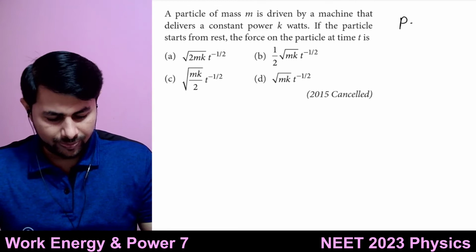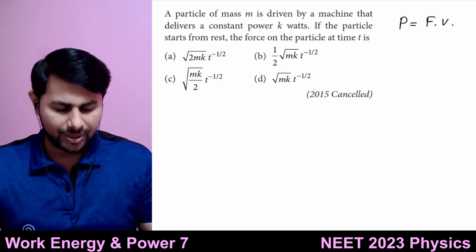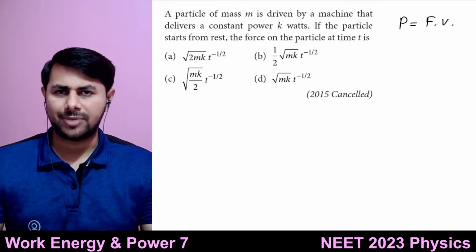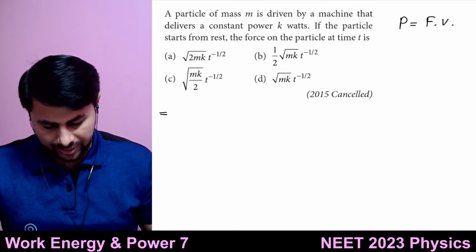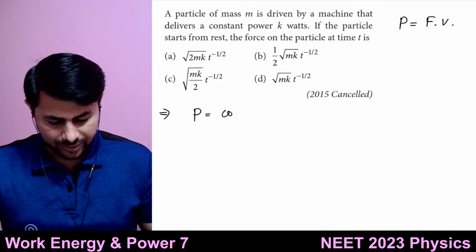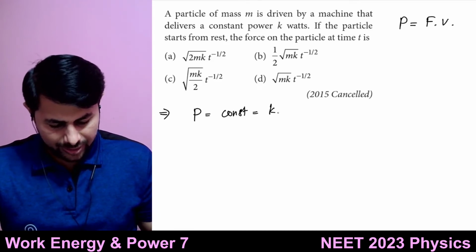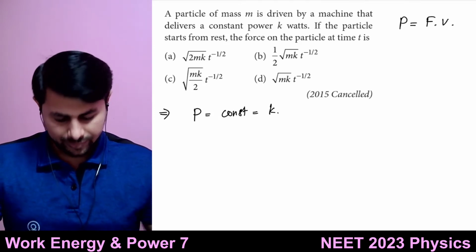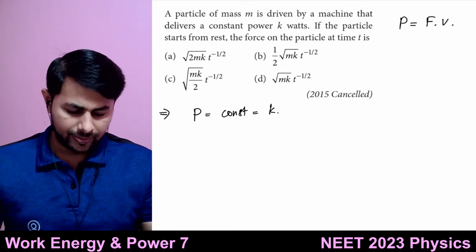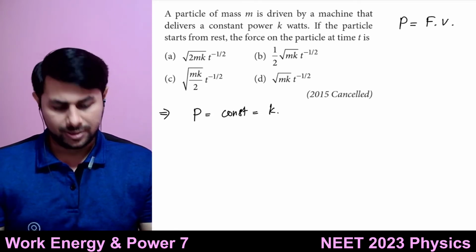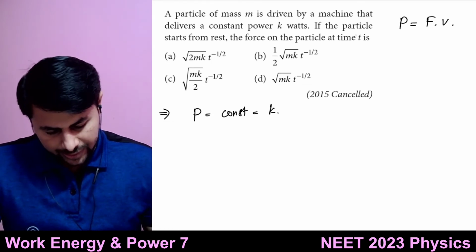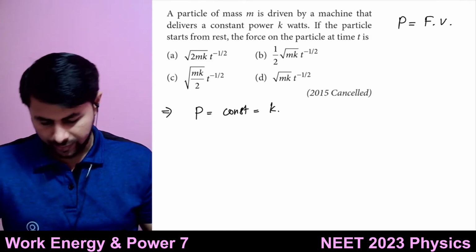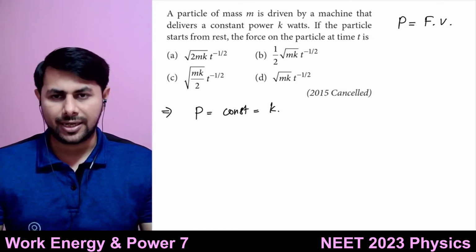So we know that power is equal to force multiplied by velocity. And what's given? That power is constant, and it's equal to k. So if that force acts on the particle and it changes its velocity, there will be some change in kinetic energy.